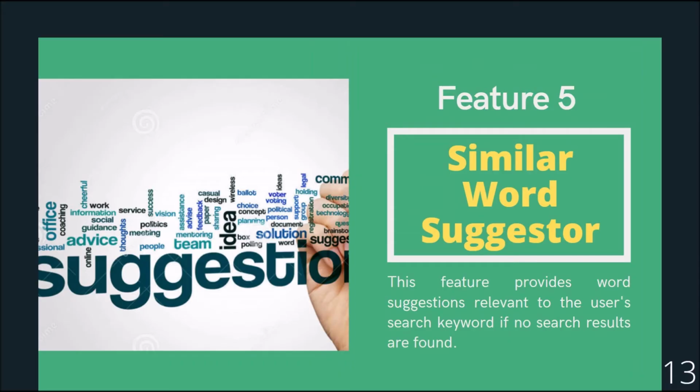Thank you, Zorawar. Until now, we have seen how a search works and produces results. But what if a user types in a search word that is not present in our database? In that case, no results can be displayed. That is where this feature of similar word suggester comes in handy. It provides word suggestions that are relevant to the search query. This feature only comes into picture when no link results are returned by the search engine.